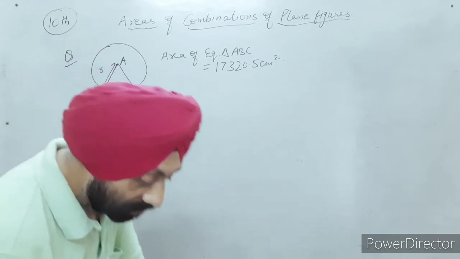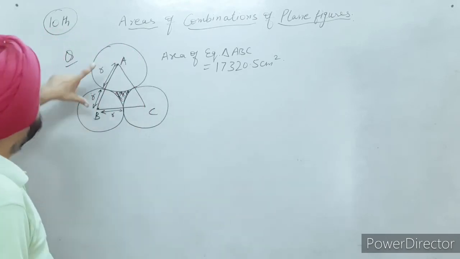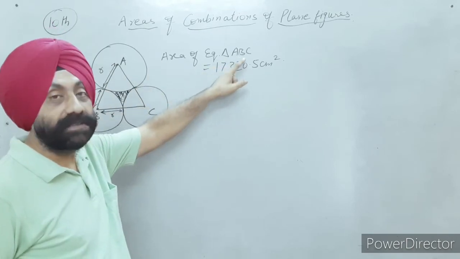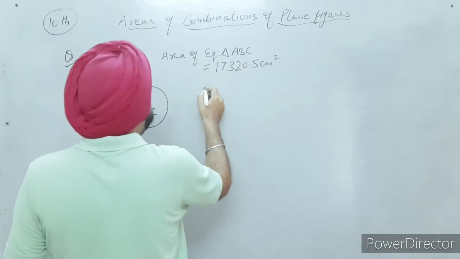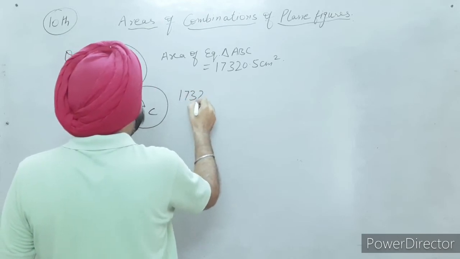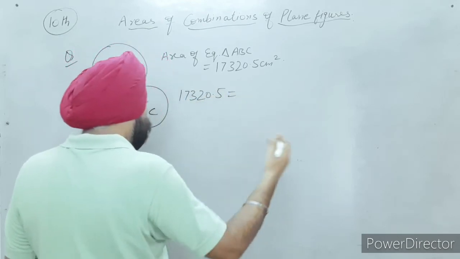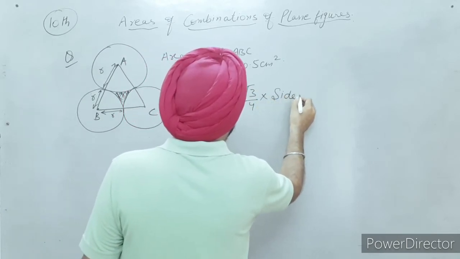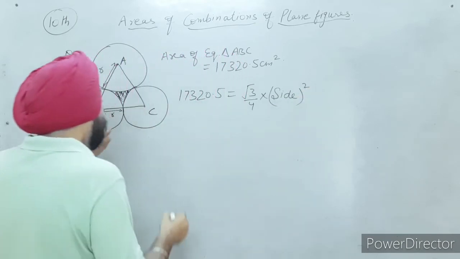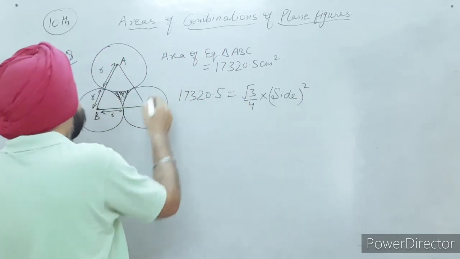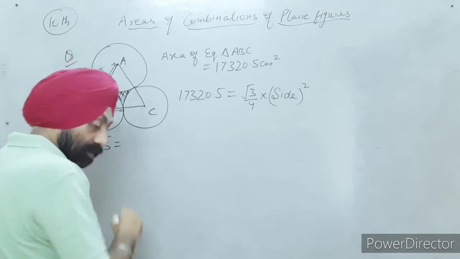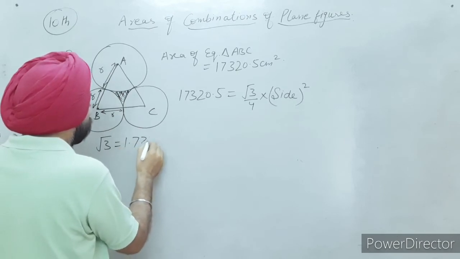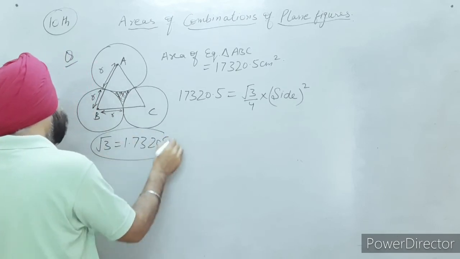Now first of all, let us calculate the radius of this circle. Right? The area of the equilateral triangle ABC is given to us. Now the area of an equilateral triangle is, it is actually root 3 by 4 into side square. Now root 3 has a value. It is given here in the book, that is 1.73205. Take root 3 as this.